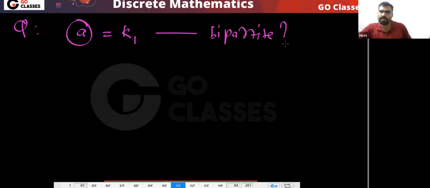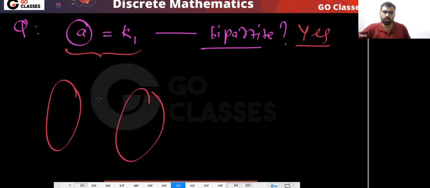Another question. This graph, this is your K1. Is this bipartite? This single vertex graph, is this bipartite? The answer is yes, because you can create two parts like this. I told you that a part can be empty. So this single vertex graph is also bipartite.